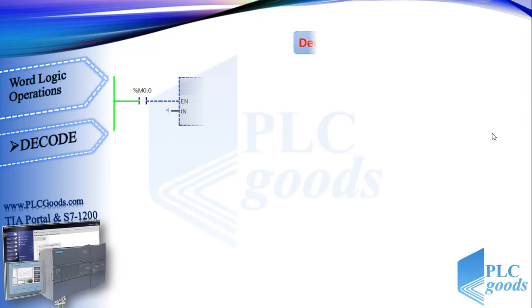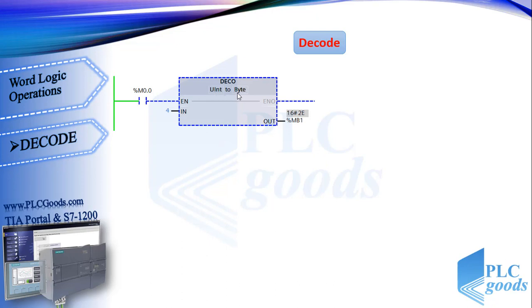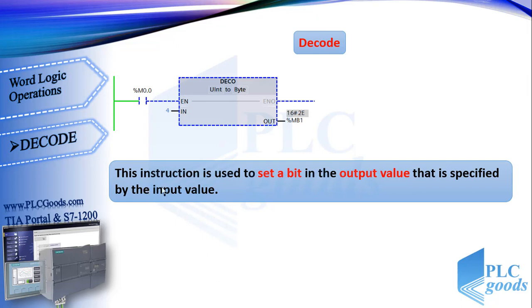Let's see the next instruction, decode. This instruction just accepts a positive integer number, and its output data type can be byte, word, or double word. This instruction is used to set a bit in the output value that is specified by the input value. For example, here, the output value is this number.